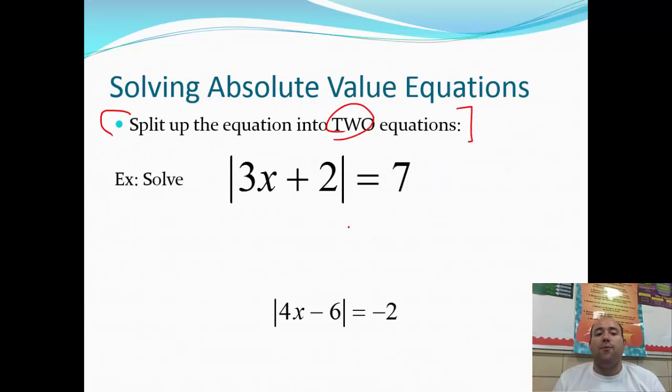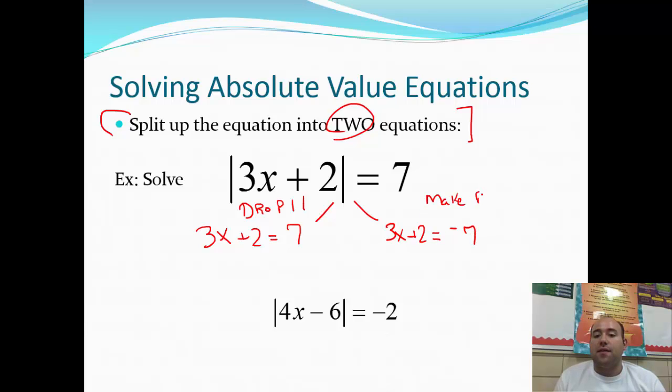The same thing is going to happen when we look at an absolute value in an equation. There are really going to be two things that are 7 units away from 0. What are those two numbers? Well, the first one will be 7. So the first equation we always write is the same, but we drop the absolute value. The second equation we write, we drop the absolute value, but we have to make the right side negative, because on the number line, 7 is 7 units away from 0, but so is negative 7.